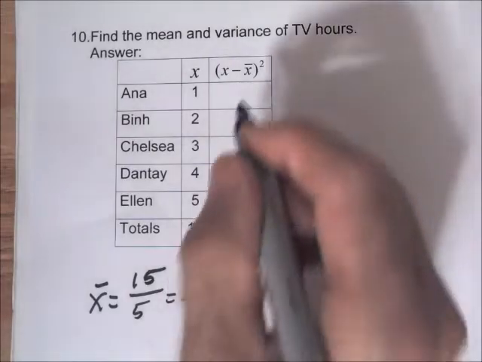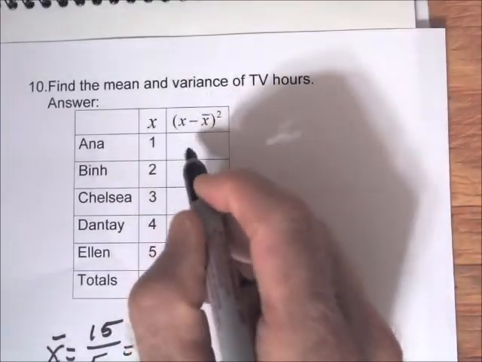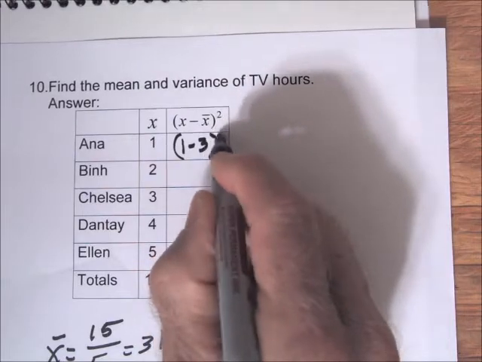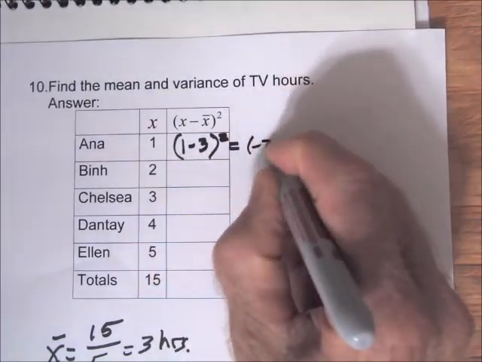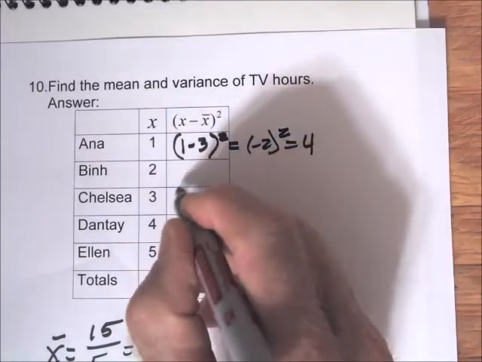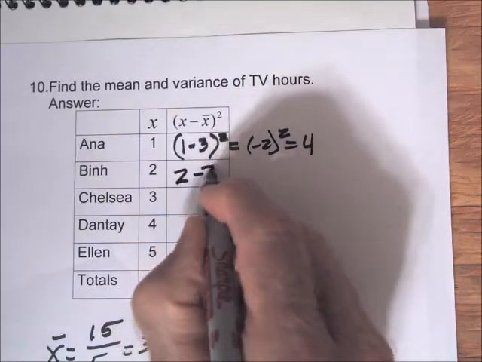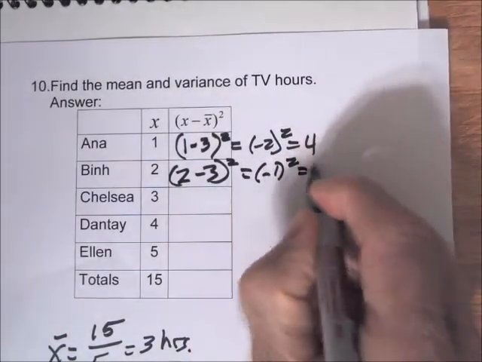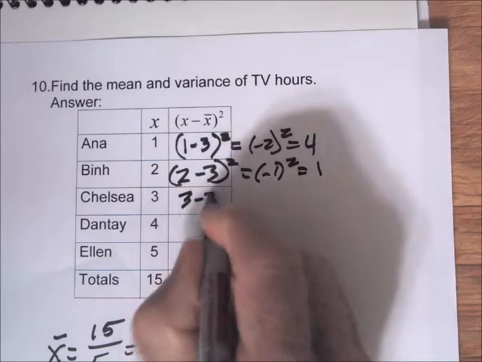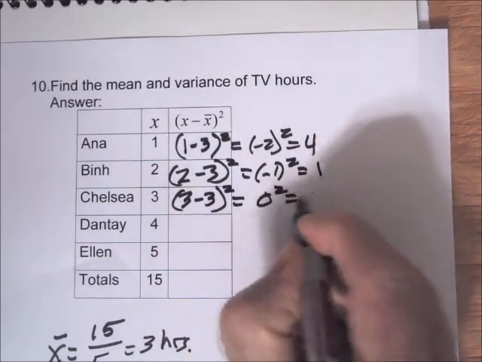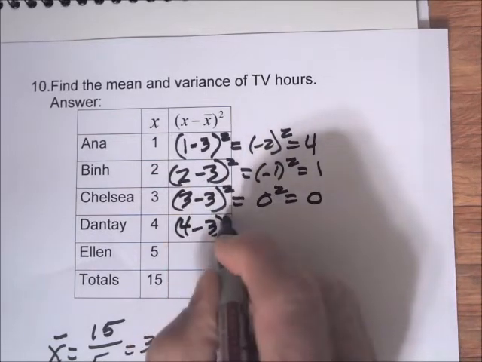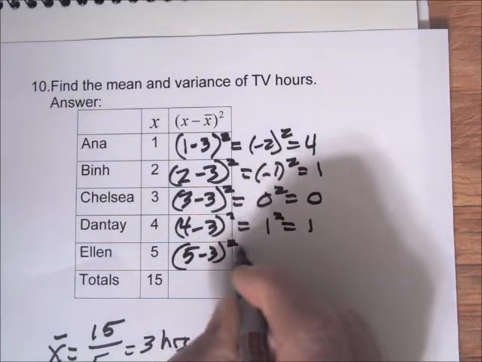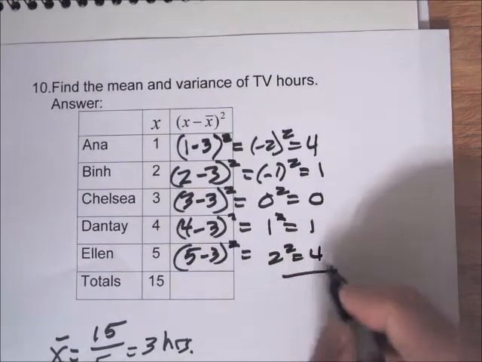And then we want to compute each deviation from the mean. Anna spent 1 hour, so it's 1 minus 3. That's each score minus the mean, squared. 1 minus 3 is -2, and -2 squared is 4. Ben, it's 2 minus 3 squared. 2 minus 3 is negative 1, and negative 1 squared is 1. Chelsea, 3 minus 3 squared. 3 minus 3 is 0, and 0 squared is 0. Dante, 4 minus 3 squared, 1 squared is 1. Ellen, 5 minus 3 squared, 2 squared is 4. If we add these up, the total here is 10.